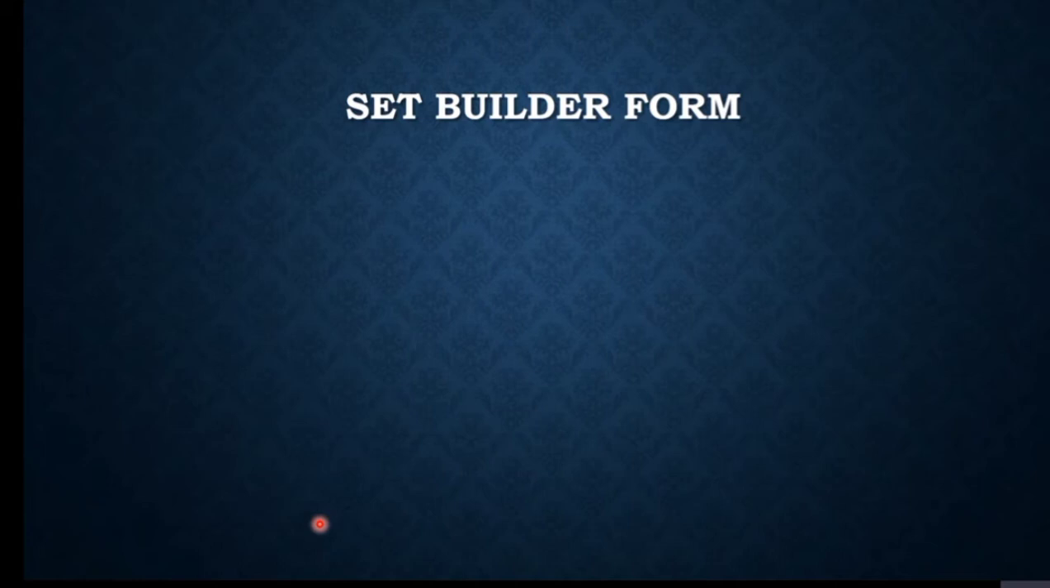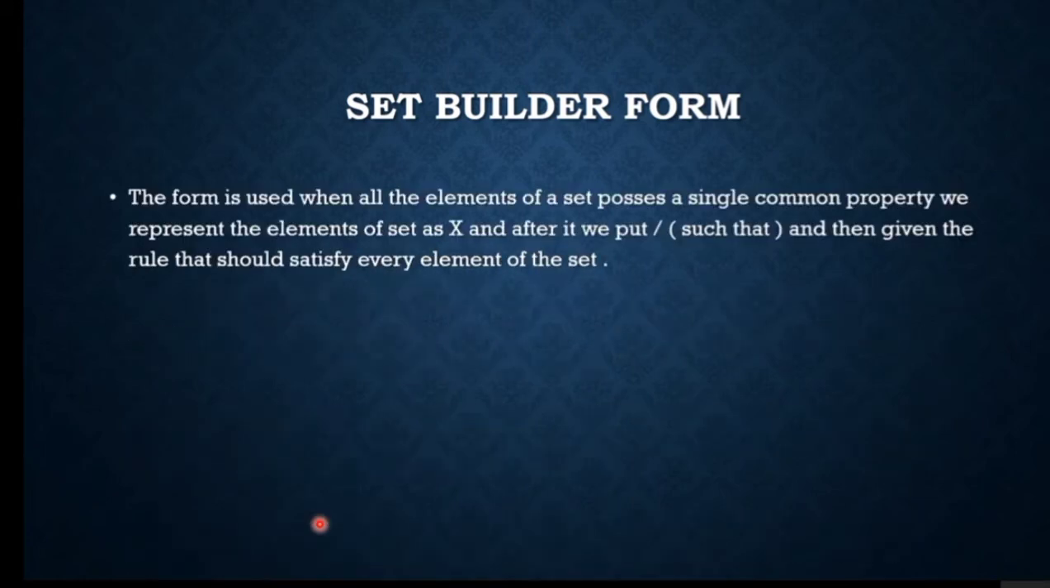In this method, we apply a common property or common rule of the given numbers. So set builder form is the form used when all the elements of a set possess a single common property. We represent the elements of a set as x and after it we put such that and then give the rule that should be satisfied by every element of the set. This is called set builder form.